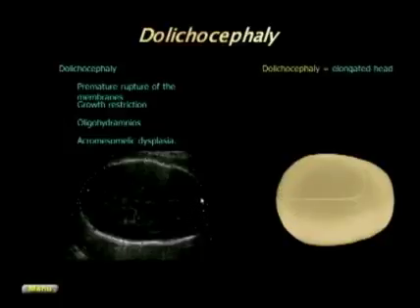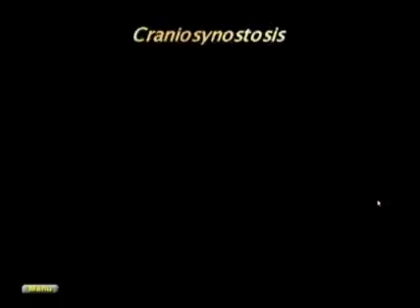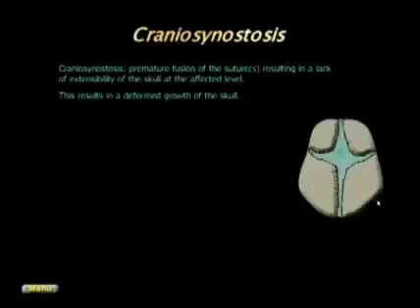Now there's a condition that looks like dolichocephaly, but is a different condition. It's called scaphocephaly. Now the head is elongated. Scapho is boat, elongated like a little boat. And this is not due to simply compression, but this is due to craniosynostosis of the sagittal suture. And that brings to the topic of craniosynostosis.